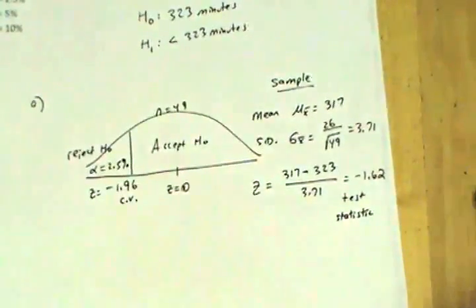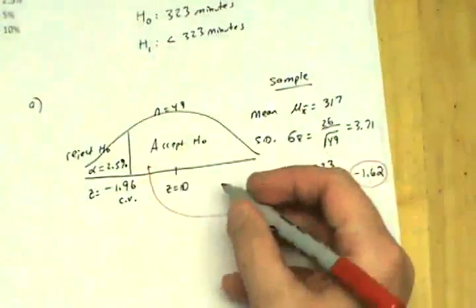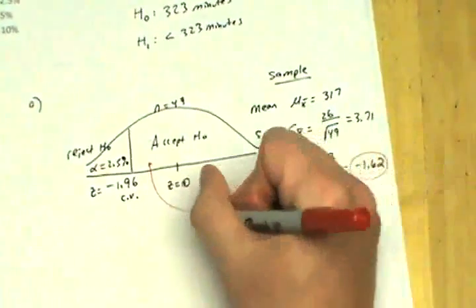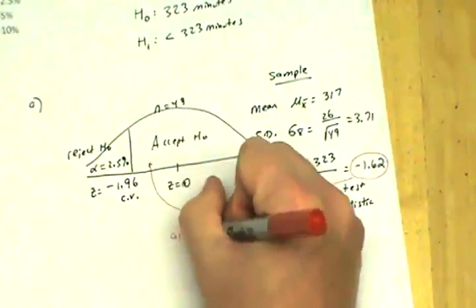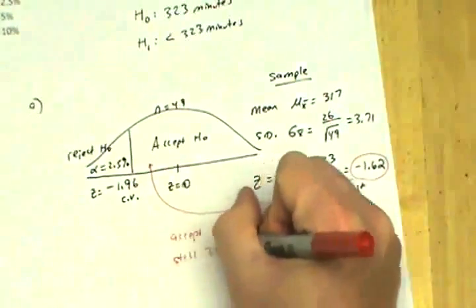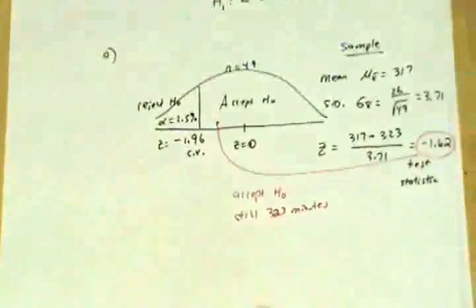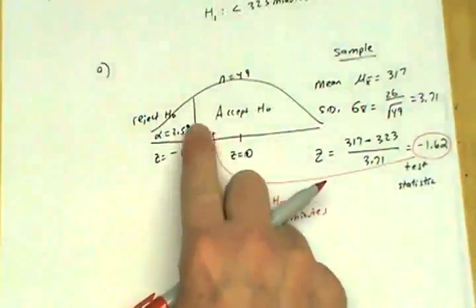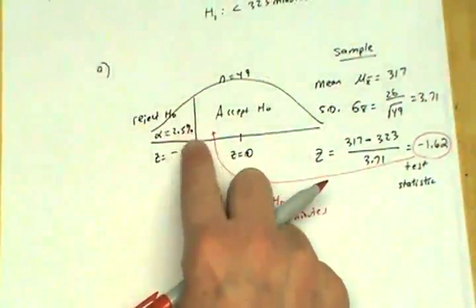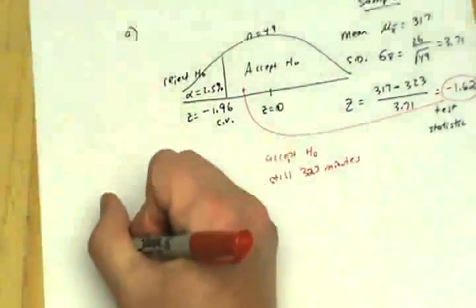We place this, and it ends up being to the right of our critical value, which is in the acceptance region. So we're going to say we accept H0. And so we're going to say it's still 323 minutes. Even though our sample ended up with a value of 317, it's a little less, but it's not significantly up to the critical value less. So we're saving a little time, but really not anything significant.